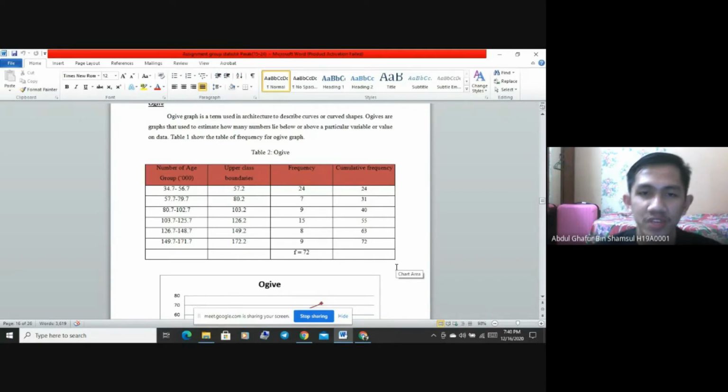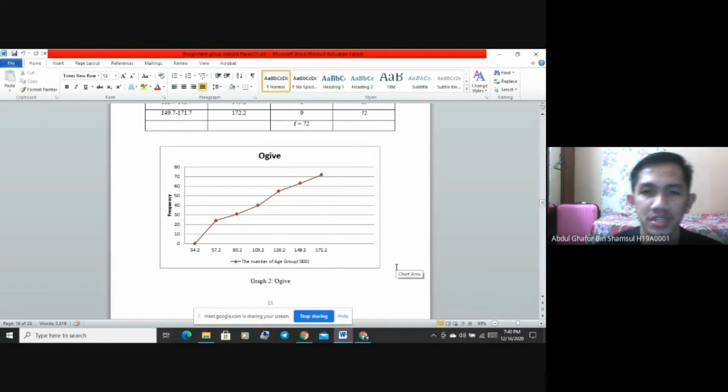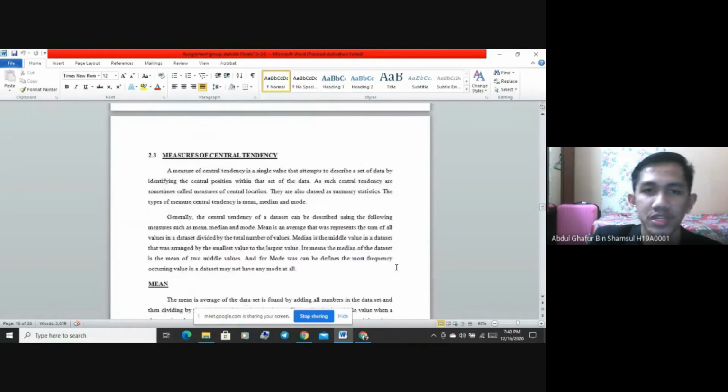The ogive must have three elements: upper class boundaries, frequency, and cumulative frequency. So this is the diagram. The ogive graph, the line is vertical. Second is measures of central tendency. There are three: mean, median, and mode.